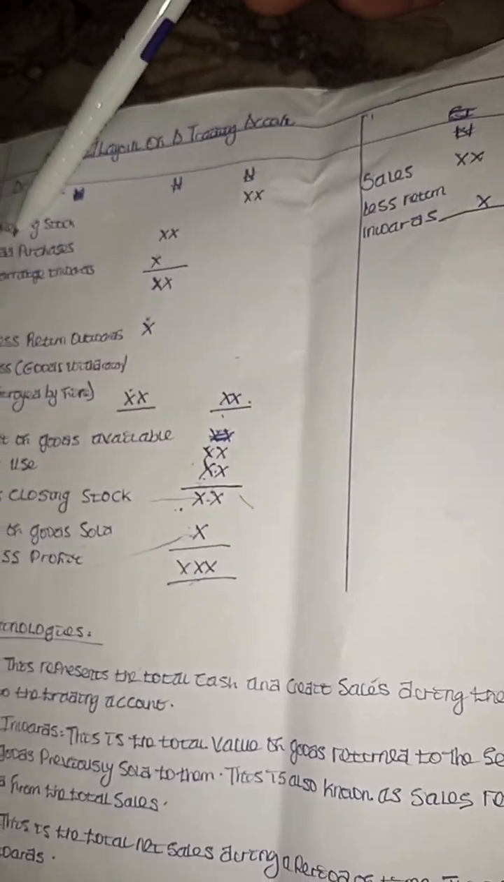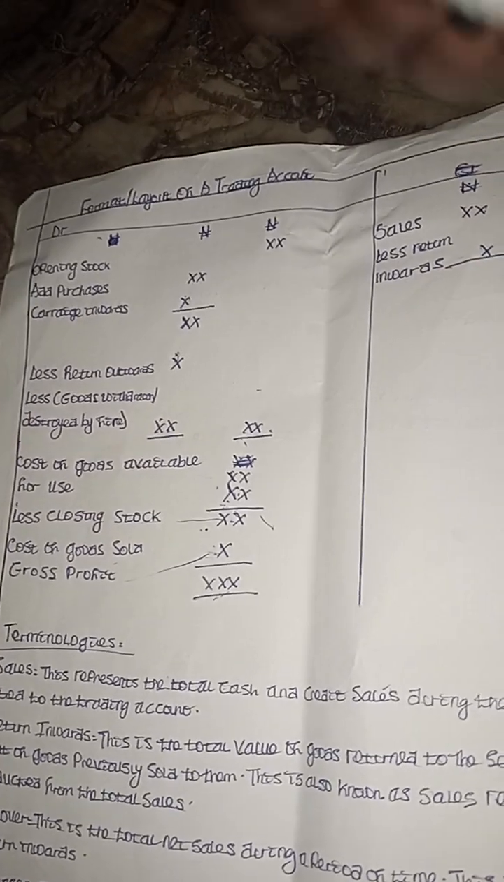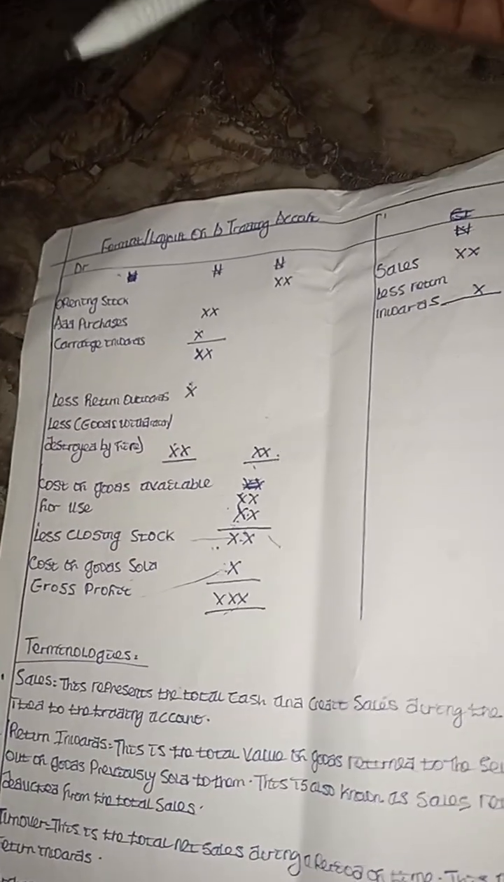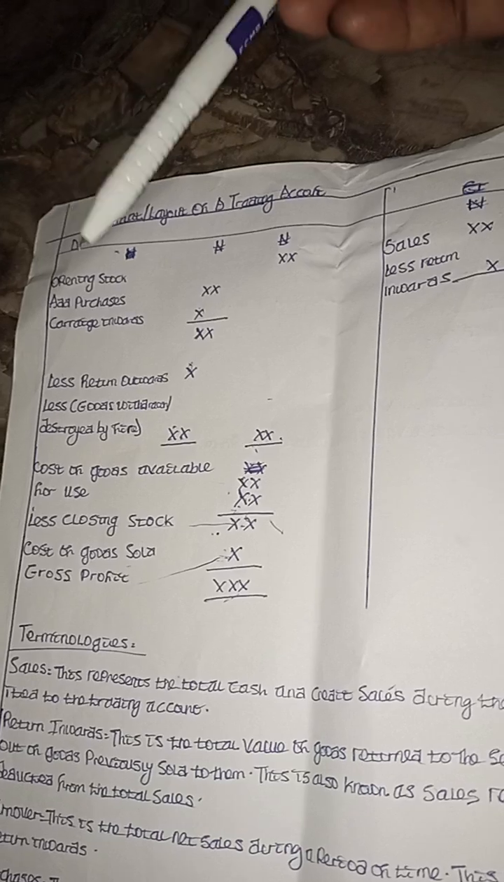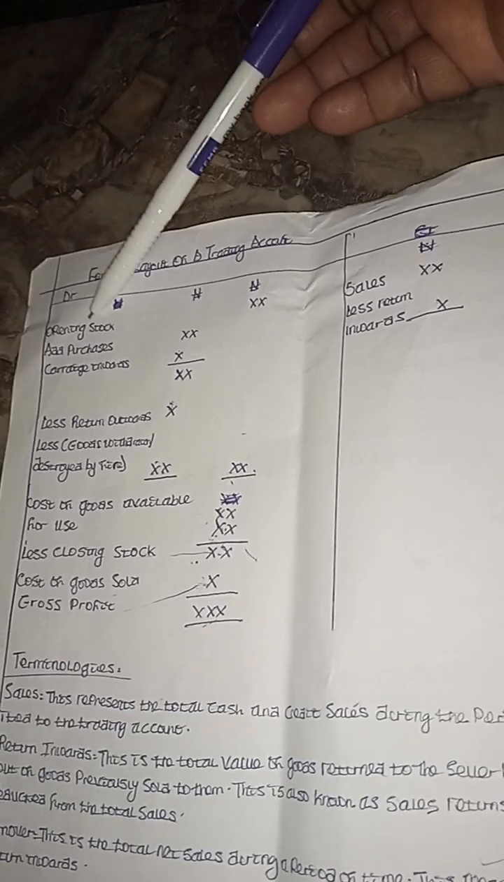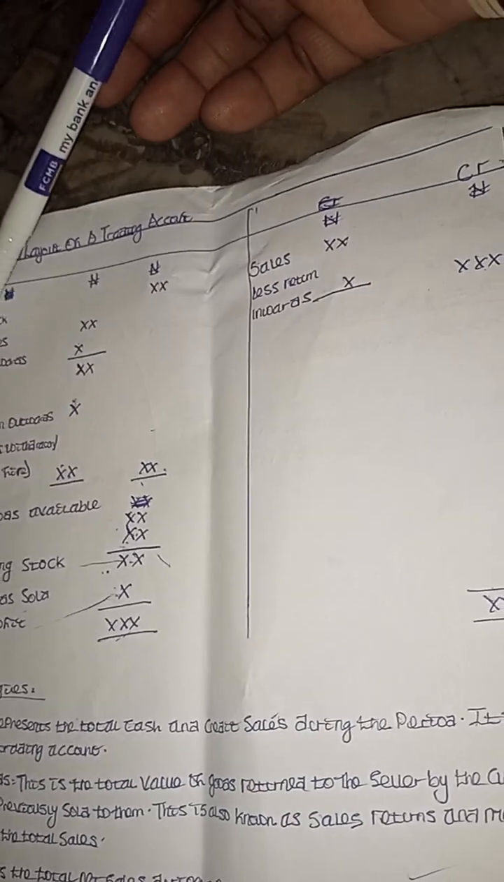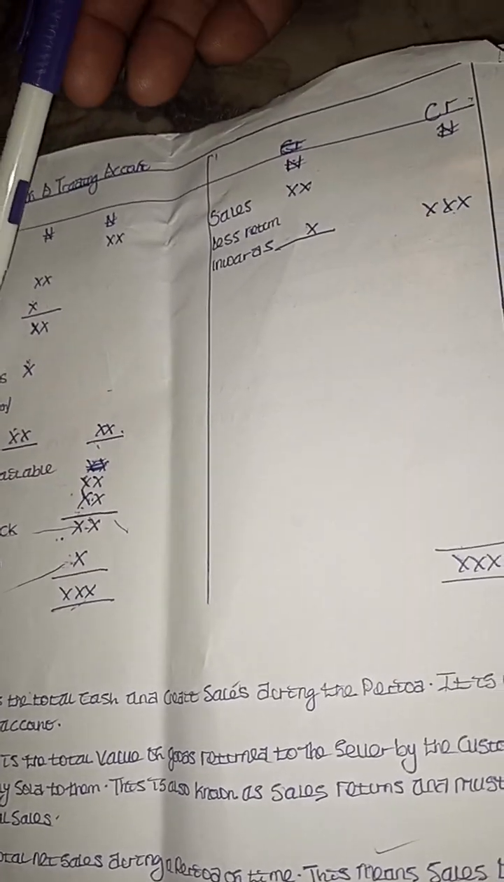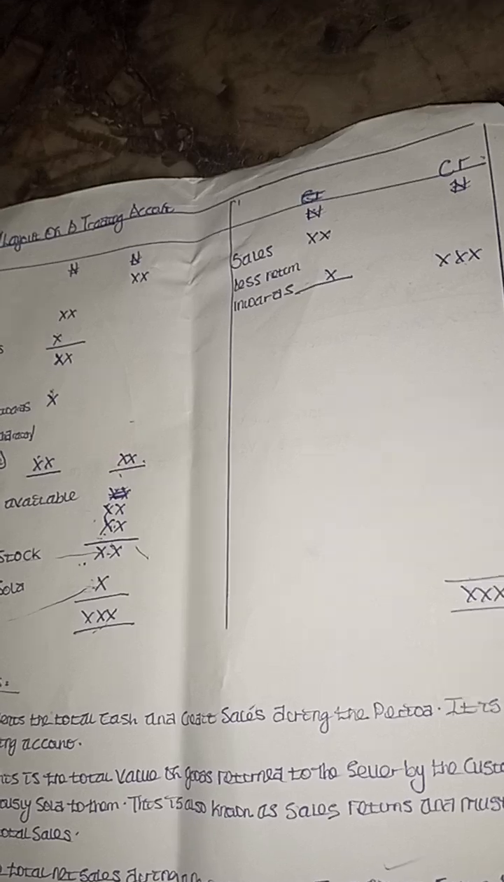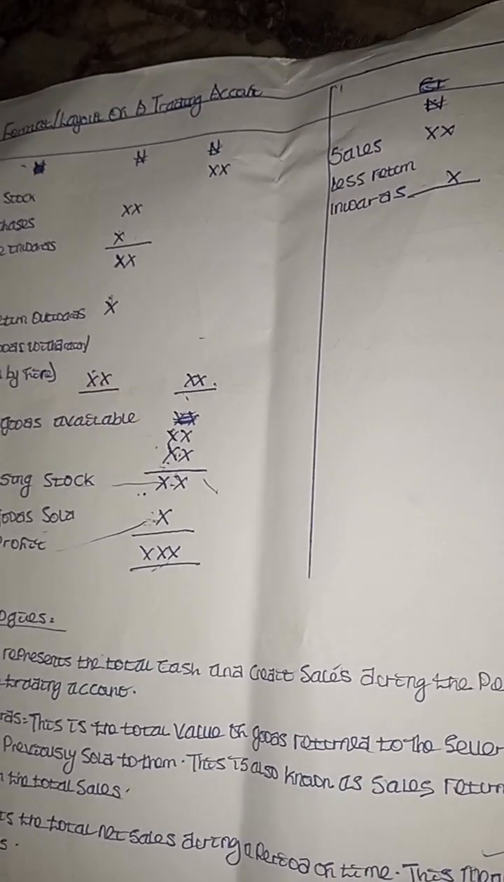Now, in our previous video we have already talked about the definition of trading accounts, terminologies, and all of that. Here, we want to see how these accounts can be prepared by illustrative format. We have the opening stock, we have the purchases, we have the carriage inwards. Yes, all of these terms have been explained in our previous classes.